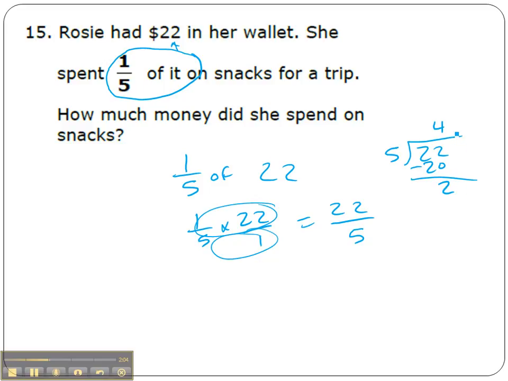We want to keep dividing. We're trying to get an answer in terms of money, so we need 2 decimal places. So add a decimal and a 0, line up the decimal in my answer, bring that 0 down, and there are exactly 4 5s in this 20. So 4.4, but since it's money, we're going to add a 0 at the end for $4.40.